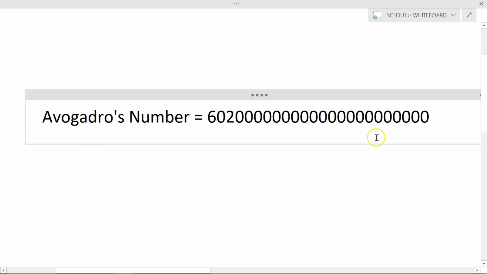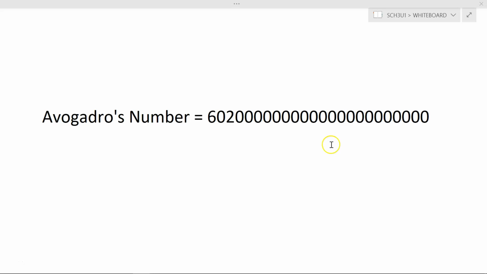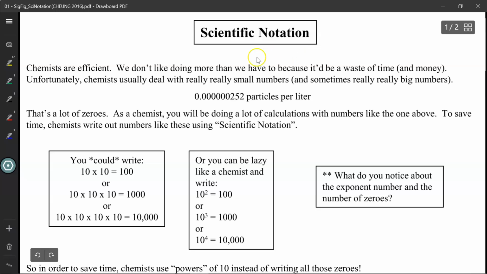This is Avogadro's number. You will be using Avogadro's number for the rest of your chemistry career, however short or long it may be. But in this unit, pretty much every question is going to deal with this number in some way or fashion. I think it's obvious why we don't want to use this number in this particular form. It is just way too large and unwieldy to use. There must be a better way to express this value. And there is, using scientific notation.